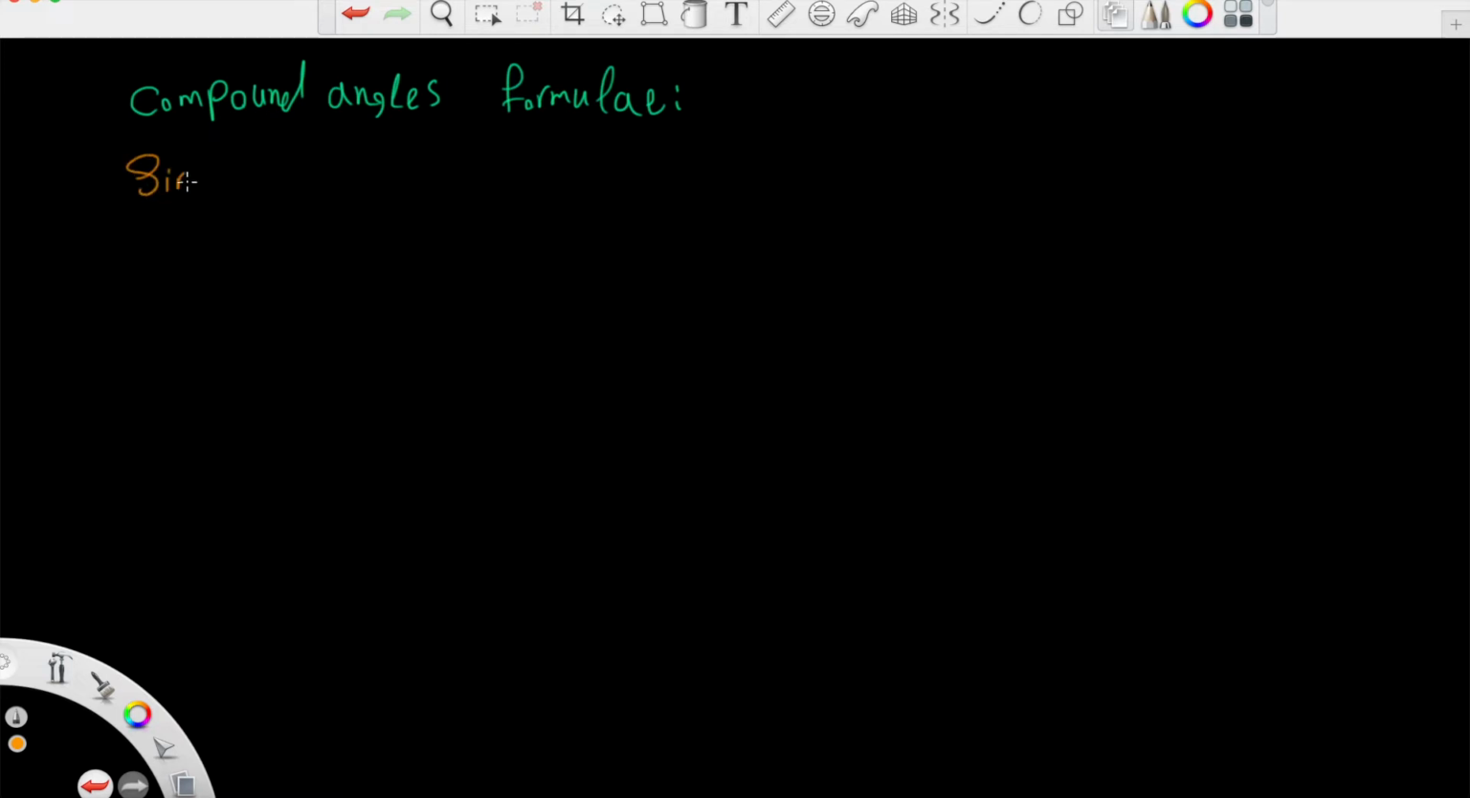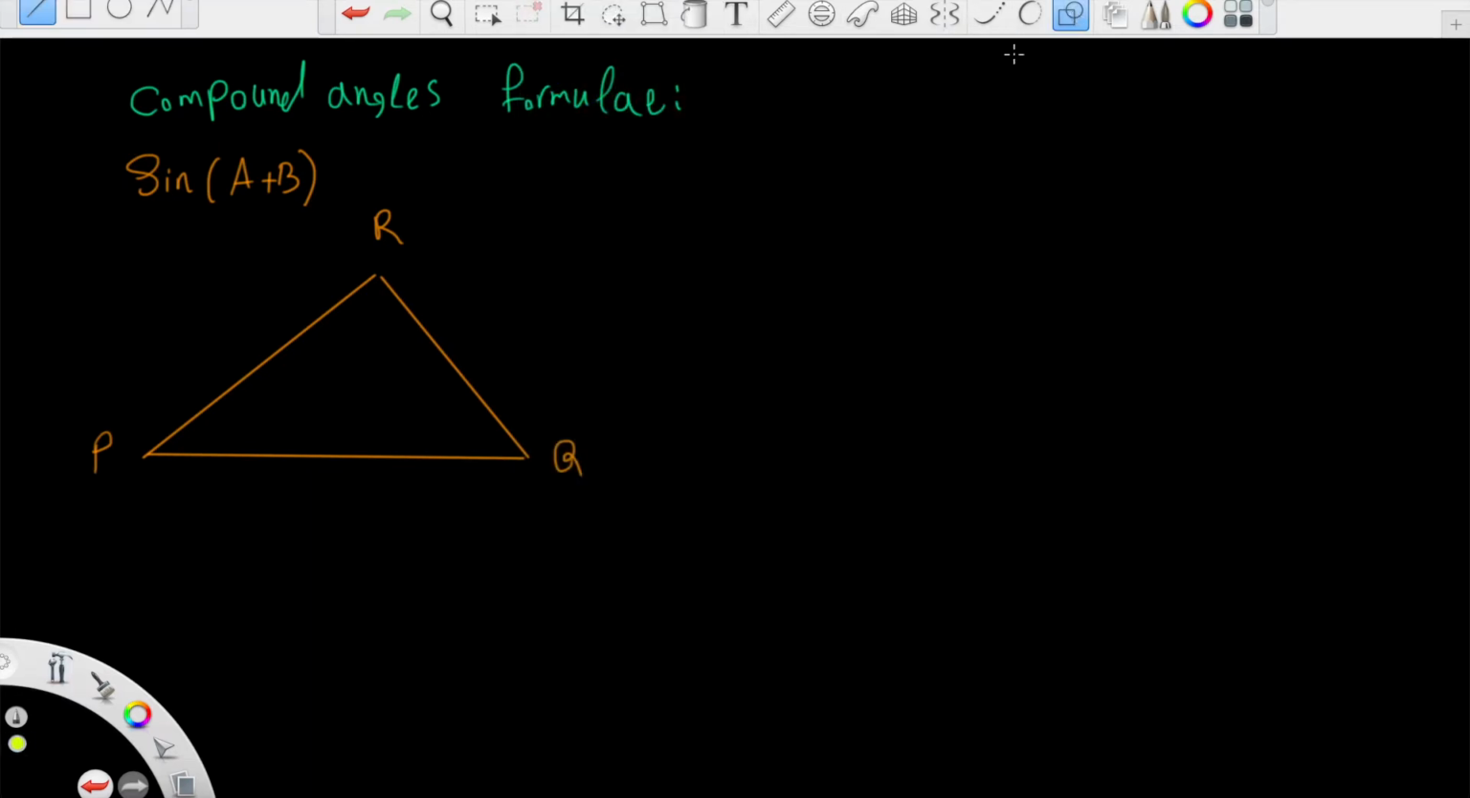We start from the expansion of sine of A plus B. Now, to do that, I first construct a triangle. Now, I label it P here, Q here, R. Now I construct a perpendicular height from R to PQ. I label this angle A and this angle B.